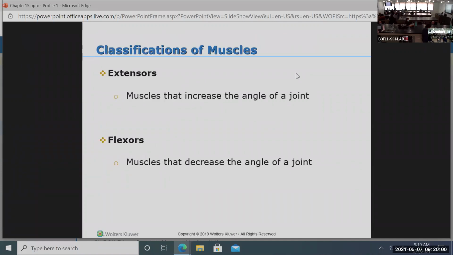Now, classifications of muscles, we already discussed in anatomy. We have the extensor group of muscles, we have the flexor group of muscles. When the flexor group contracts, it decreases the angle and causes flexion. When the extensor group at the back contracts, this is my triceps right now, it's called extension, increasing the angle. That is the extensors and flexor groups of muscles.